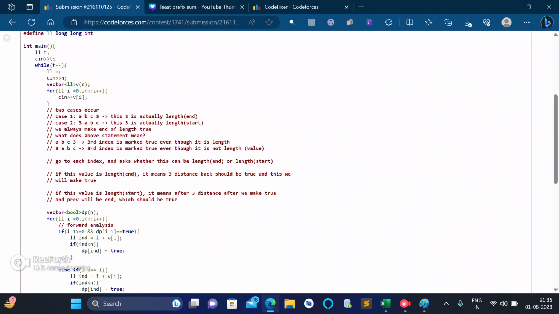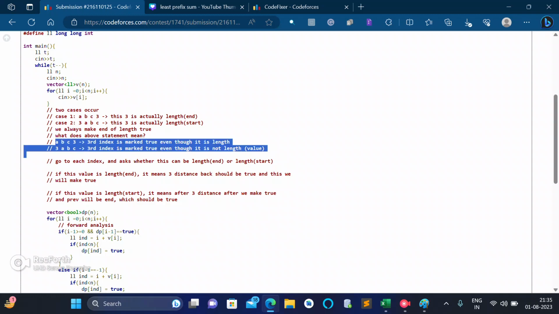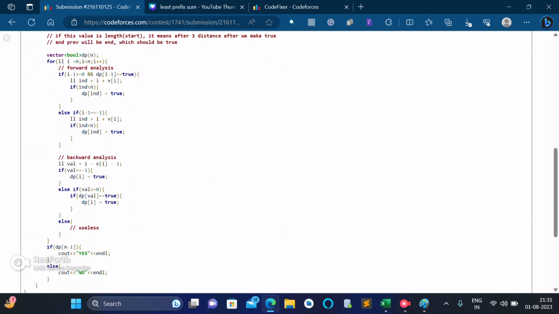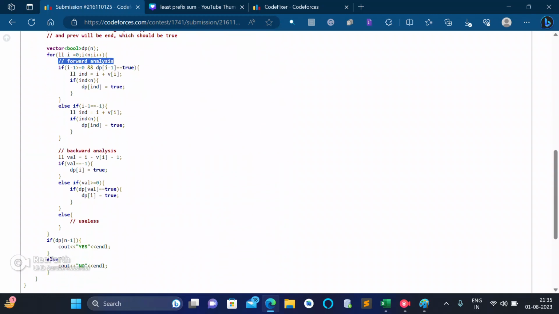Let's understand the code section of it. In the code section I have also written down the explanation. Let me recompile it again. So, case 1, ABC 3 is given. This 3 is actually the length. I am trying to make the end true. We always make the end of length true. Here I have explained what this section means, and then I explained the whole section of the code. Then I write the DP here.